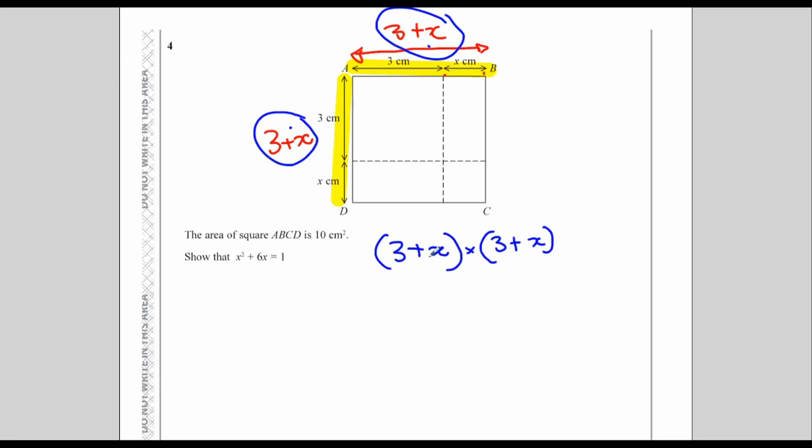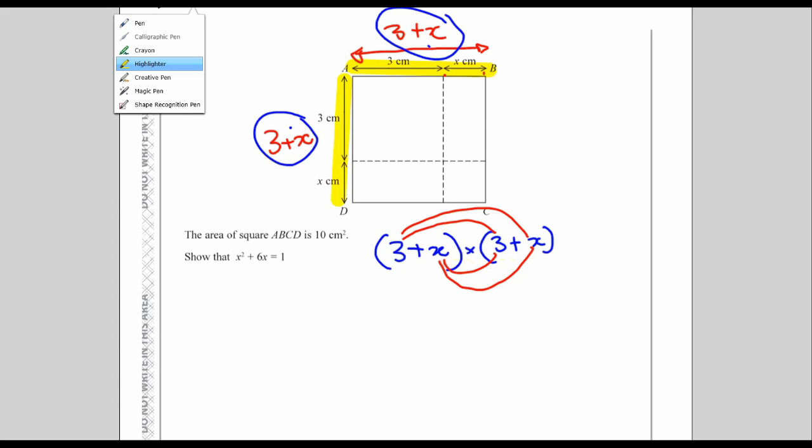Now there are many ways to multiply this out, you just need to make sure everything here is multiplied by everything here. So 3 times the 3, 3 times the x, x times the 3, x times the x. I draw it this way and have a little half moon going on. I do have a video teaching this method if you're not sure. So let's get started. 3 times 3 is 9. 3 times x is 3x.